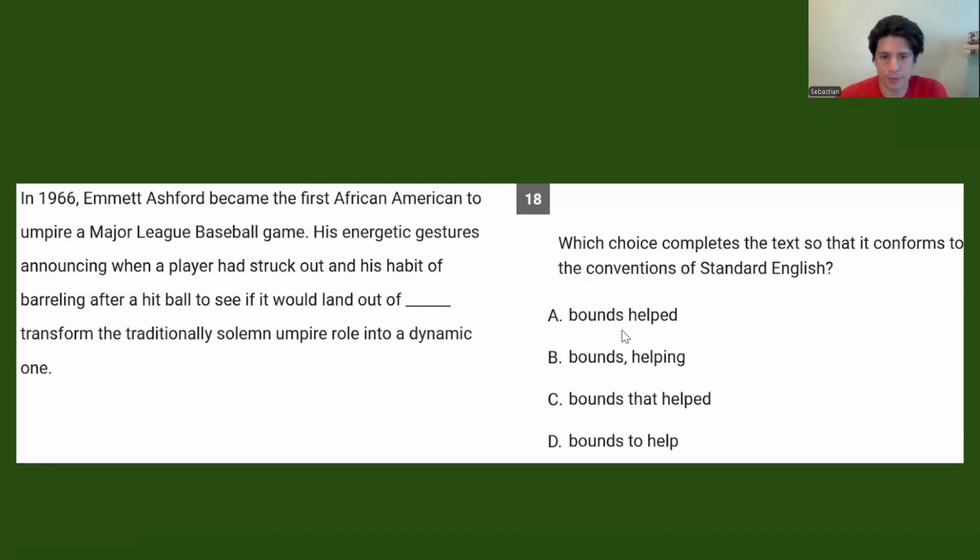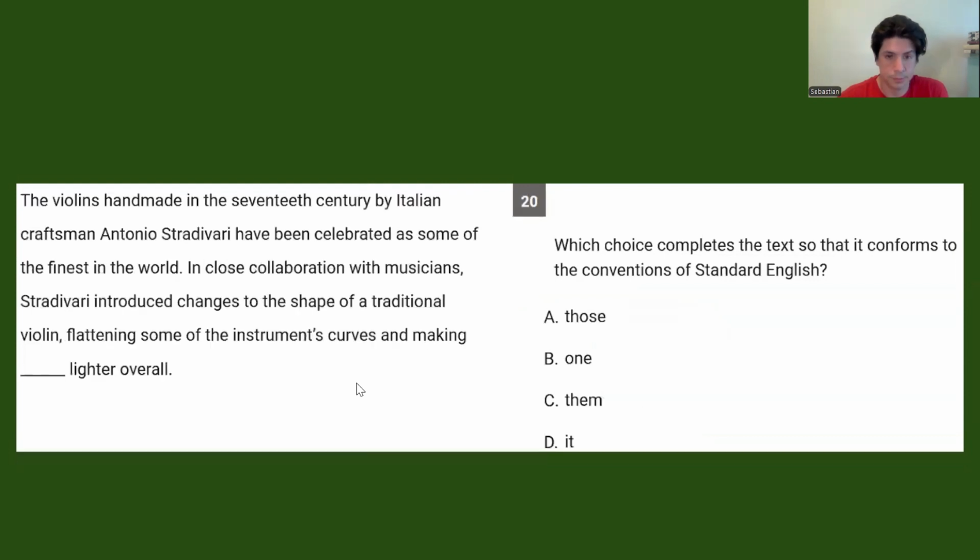You can do it with 2 commas when you have a parenthetical phrase. So you're not going to have a comma. And then that helped makes them not be connected the right way. It's not a subject verb, it's something else. And again, bounds to help, again, that's not a proper verb, right? So you need bounds helped, and it's going to be A. Okay, great. We're flowing here. We're in the flow state. So that was question 18 on reading and writing 1 in Bluebook Test 1.